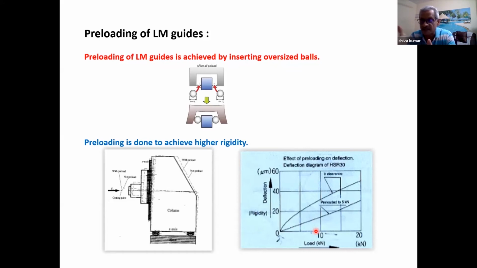You have to understand the basics. What is preload and how much preload? Simply putting a very big preload is meaningless. See what happens? Even if you buy a preloaded LM guide, when you are holding it in your hand, there is still load between the LM block and the LM rail because of the preload. That's why I told you, if you use a preloaded LM guide in a general engineering application where there was no need for preload, the life of the LM guide will come down, because even without load, there is already load because of the preload. In the case of a machine tool, I need preload, so I am ready to pay the penalty. I am ready to forego some life because my performance is important, not only life. That is why I use a preload.